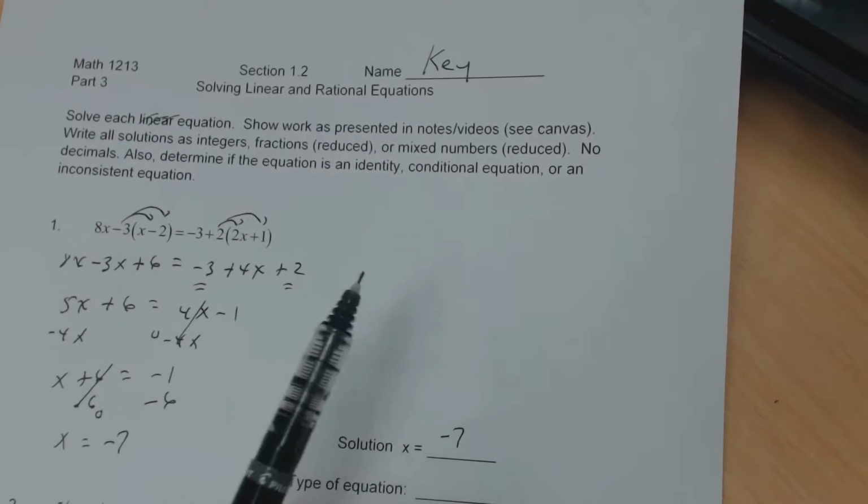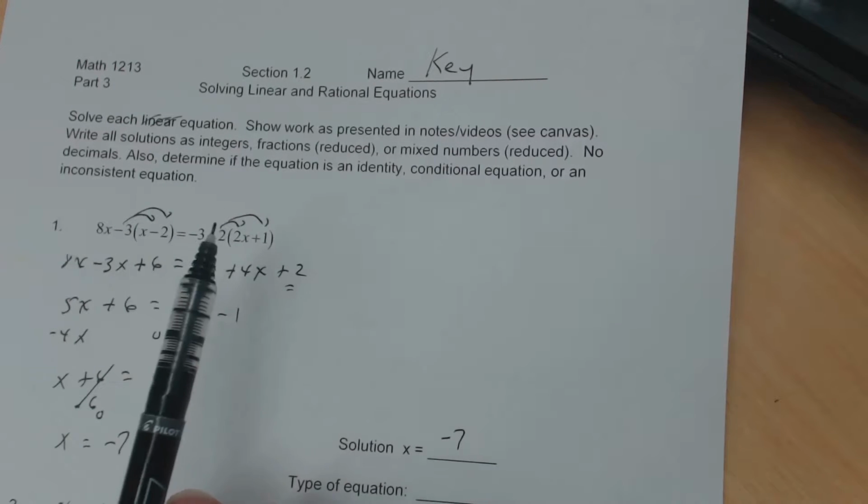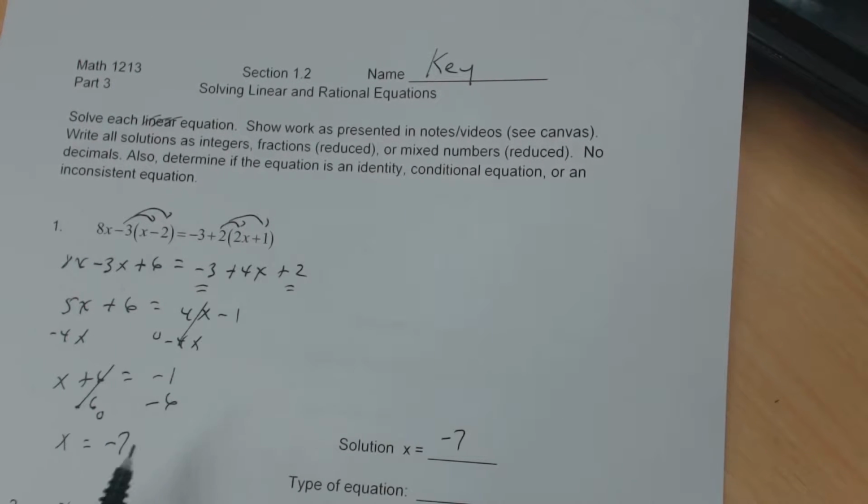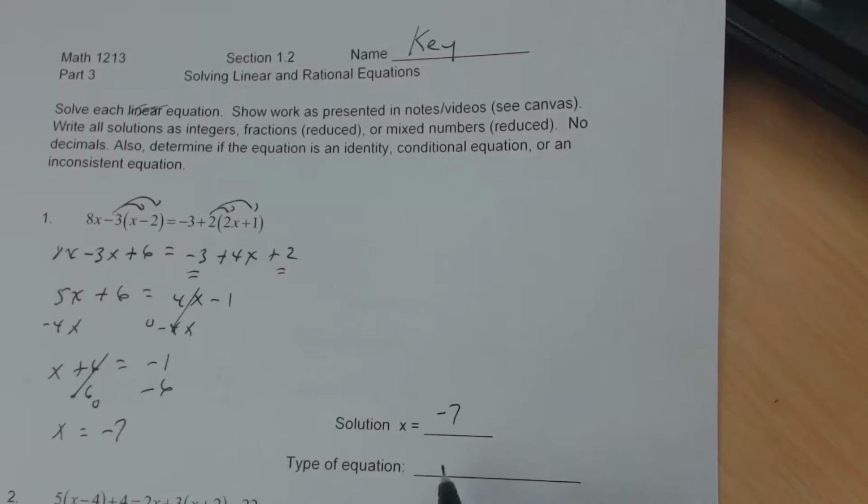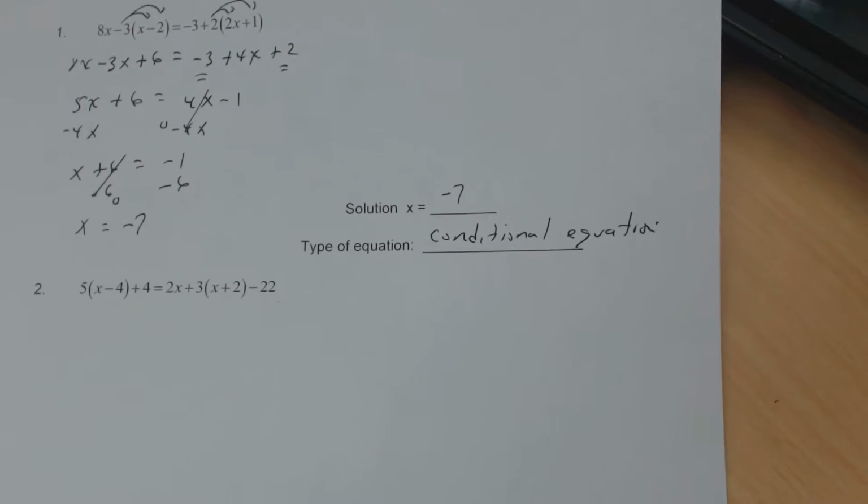Now the question is, is this an identity, a conditional equation, or an inconsistent equation? Since this equation has one solution, it's finite, I can count them. There's only one. Then this is a conditional equation. This equation is true only under the condition that x equals negative 7. Now let's do the next one.